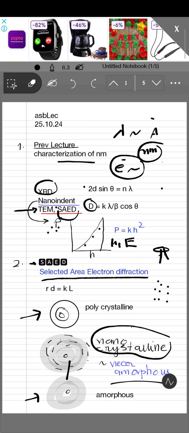the SAD pattern obtained in the case of nanocrystalline material will basically have a hollow base, but with still a little bit of rings of polycrystallinity. And this analysis is done by this simple formula, Rd equals L lambda.